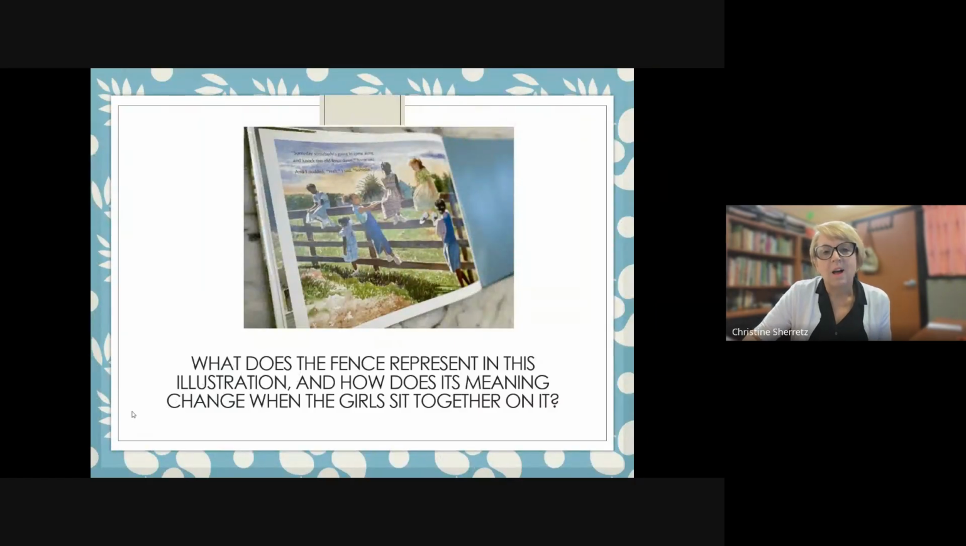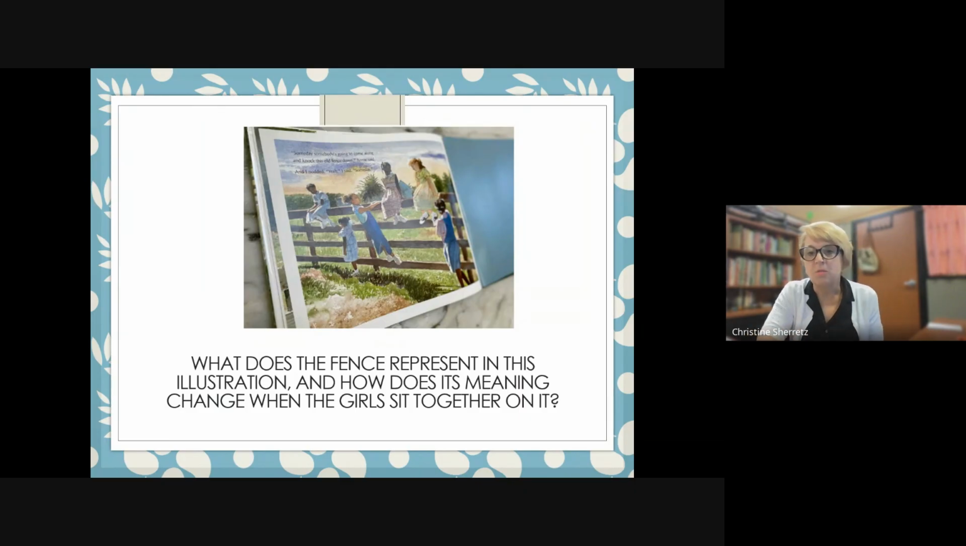I'm going to go back up here to make sure you're seeing what I see. Okay, here we go. This is another very popular book by Jacqueline Woodson, The Other Side, and we can see the fence here, and we have children on the fence. Literally on the fence. And it says, what does the fence represent in the illustration? And how does its meaning change when the girls sit together on it?